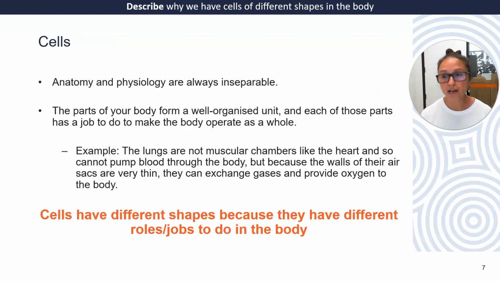Now, why are we getting you to think about this now? Well, we just want you to understand that cells have different shapes because they have different jobs to do. That's pretty much it. And we're going to see all the different shaped cells and all the different jobs that they do as we study 165 and 175.